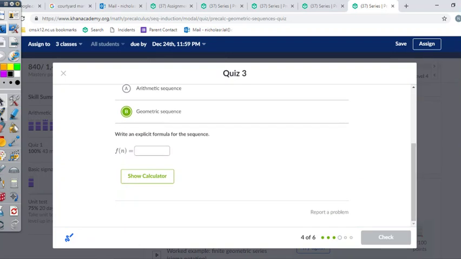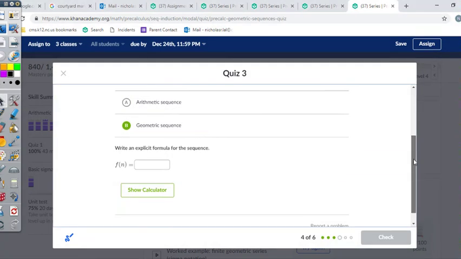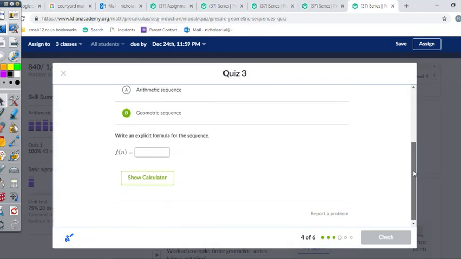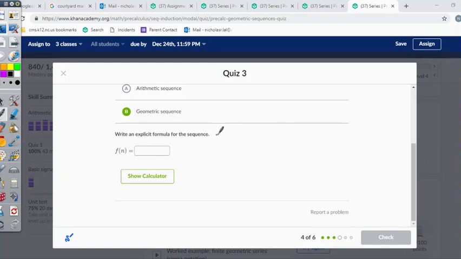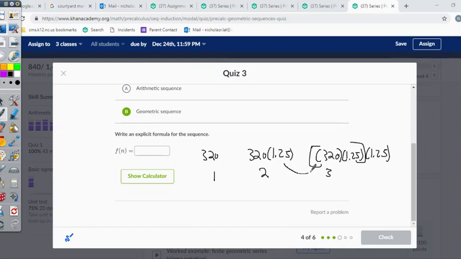Write an explicit formula for the sequence. Remember, she starts with 320 views and it increases by 25% each time. So on the first day, she has 320 views. On the second day, she's going to have 320 plus a 25% increase, so 320 times 1.25. The third day is going to be 320 times 1.25 times 1.25 again, because it's a 25% increase over the second day.